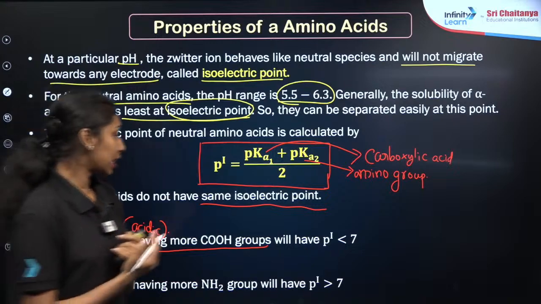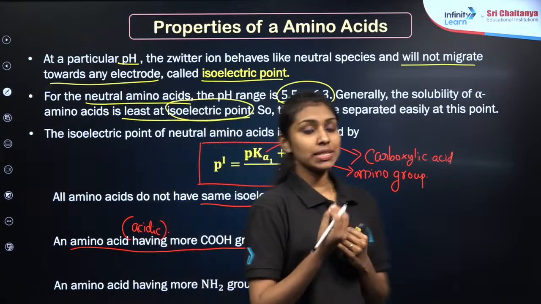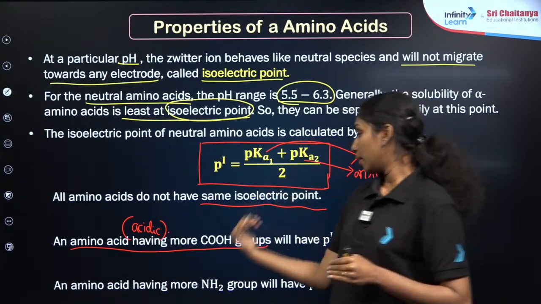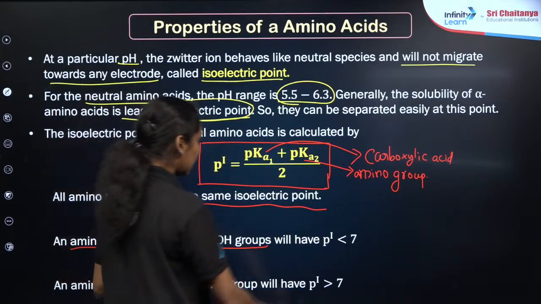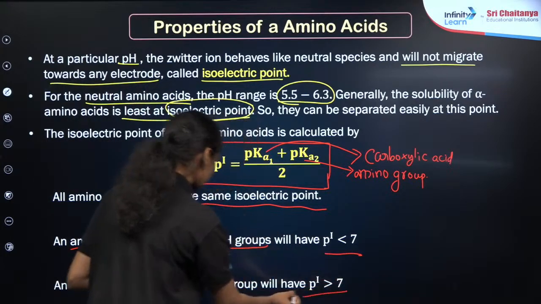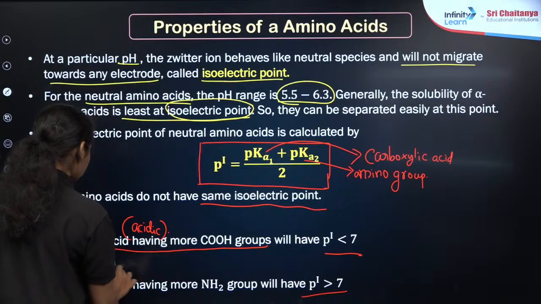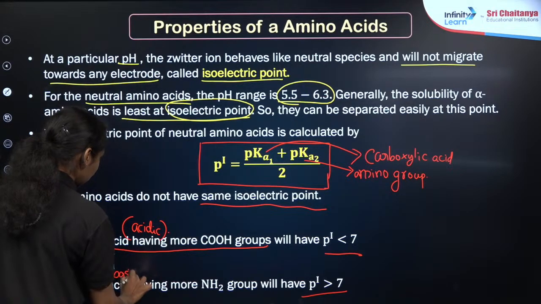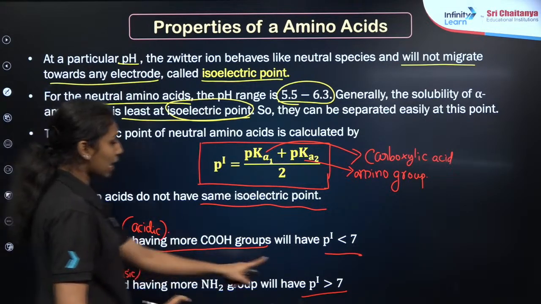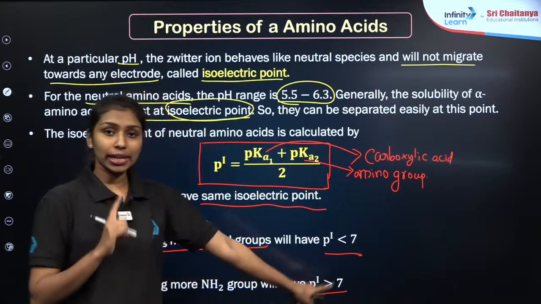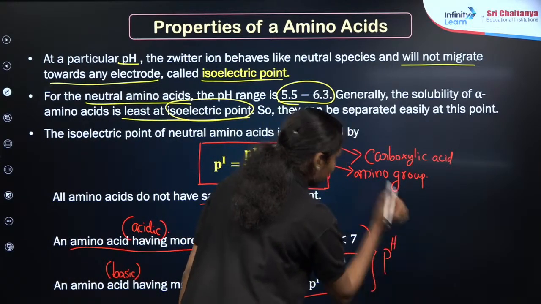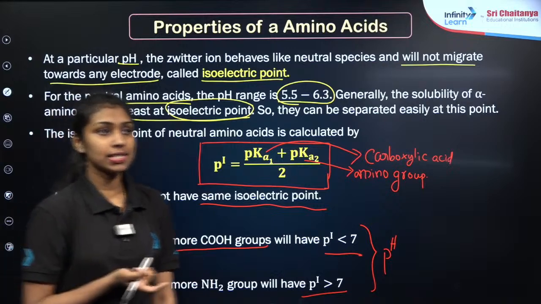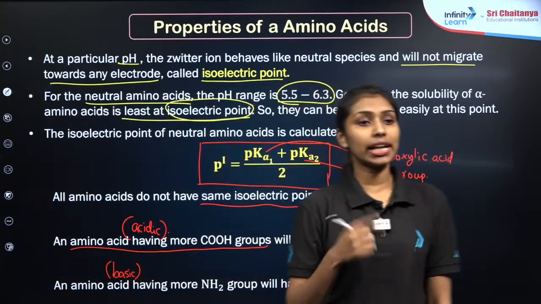Then what about the basic amino acids? Basic amino acids must contain more NH2 groups as compared to COOH groups. So for basic amino acids, the isoelectric point Pi should be greater than 7. You can remember this along with the idea about pH. If you are taking pH, what about the pH of acids? Whether it is less than 7 or greater than 7.